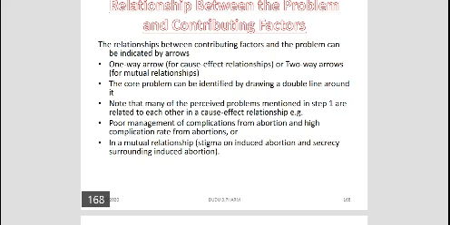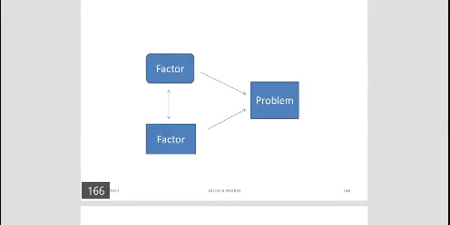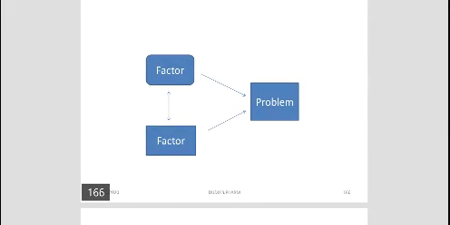One-way arrow for cause-effect relationship, or two-way arrow for mutual relationship. When we say two-way arrow for mutual relationship, for example, when we go back to our diagram, we can see the factor causing the problem, as if the factor's effect brought a problem, but the problem does not add anything to the factor.